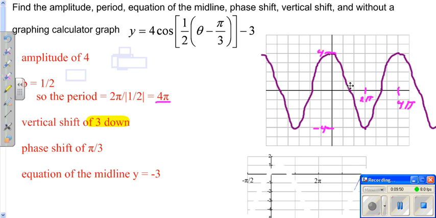So we have our basic graph going on to the right and to the left. Now we got to go ahead and do our shiftings. We need to move it down 3, and to the left a third of a pi. So you need to figure out what a third of a pi is.